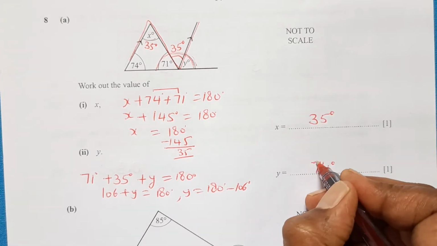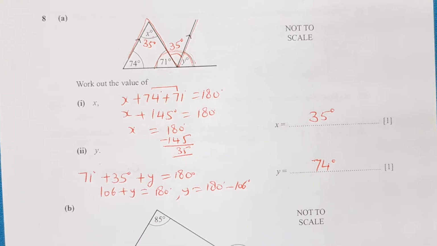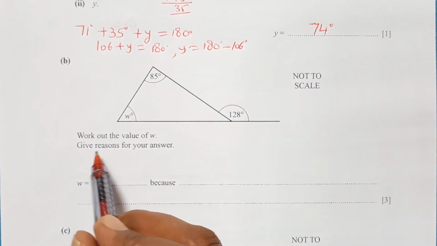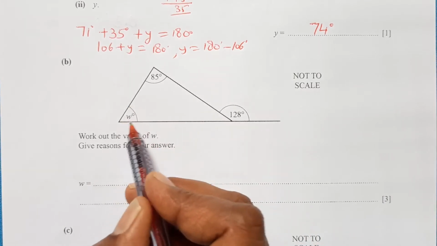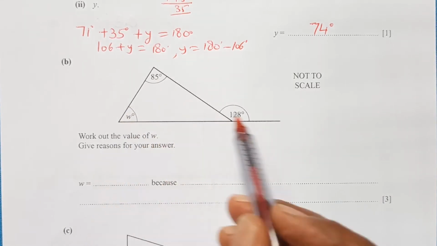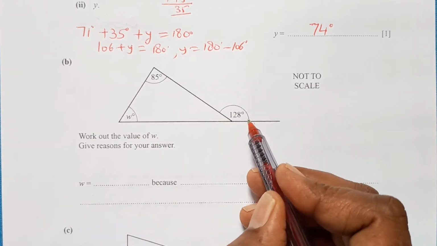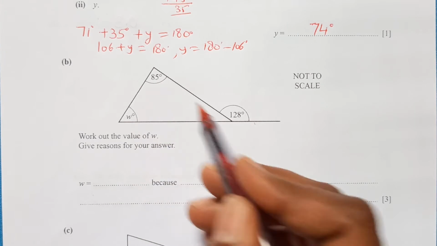So that is our answer for y. Now part B. Work out the value of w. So we have w here. This is the triangle and we are given the exterior angle here. So w. Now see, this is 128 and this is the exterior angle.